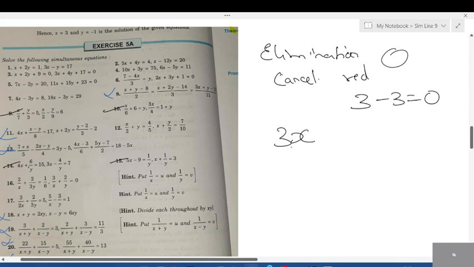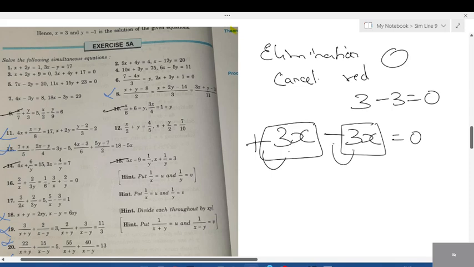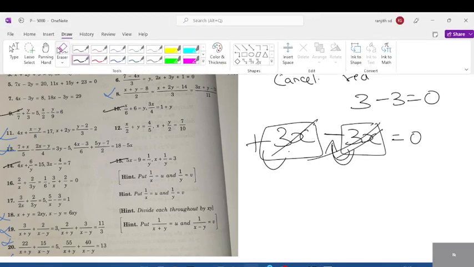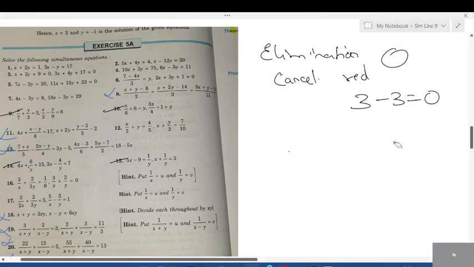Now I have 3x. What should I do, multiply or add or divide, so that 3x becomes 0? Should I add or subtract? I should subtract 3x with another 3x. Right? So from this we got to know that the value should be the same. 3x and 3x value should be the same. One is plus and the other one is minus. If both are like this, you can just cancel it out. Is this clear? Understood what elimination means? Basically making any one variable 0.